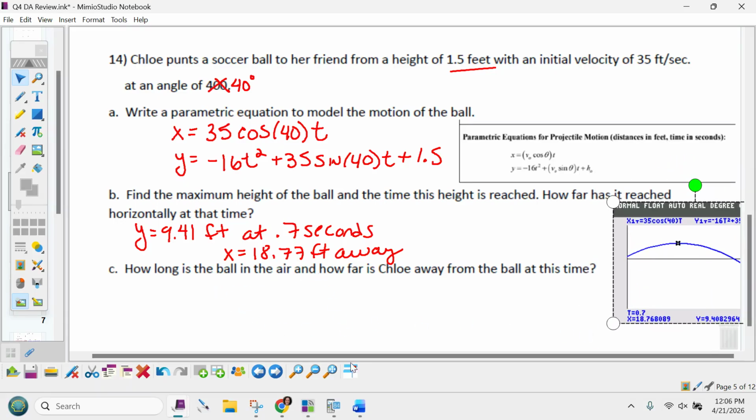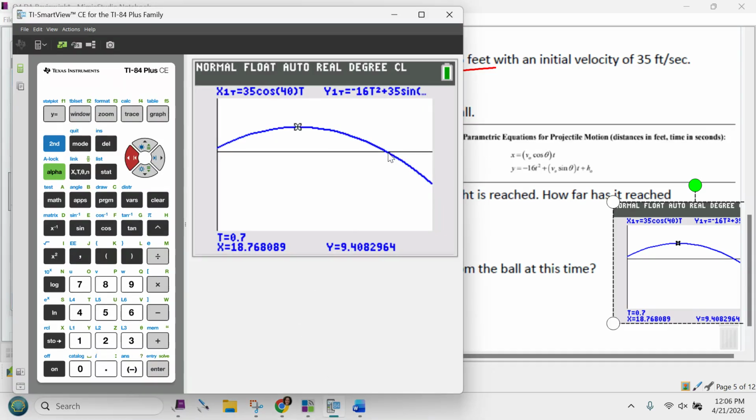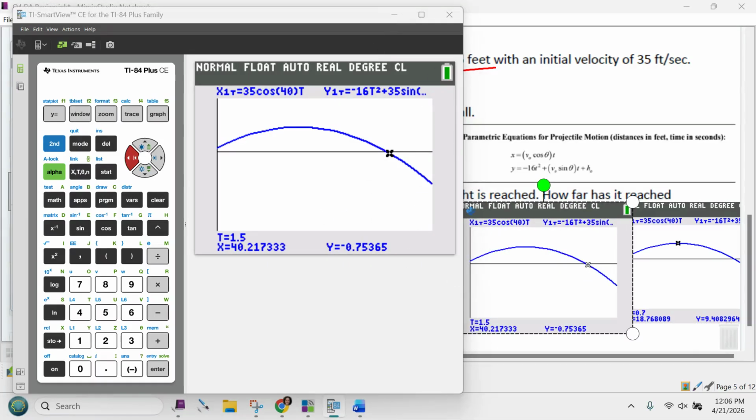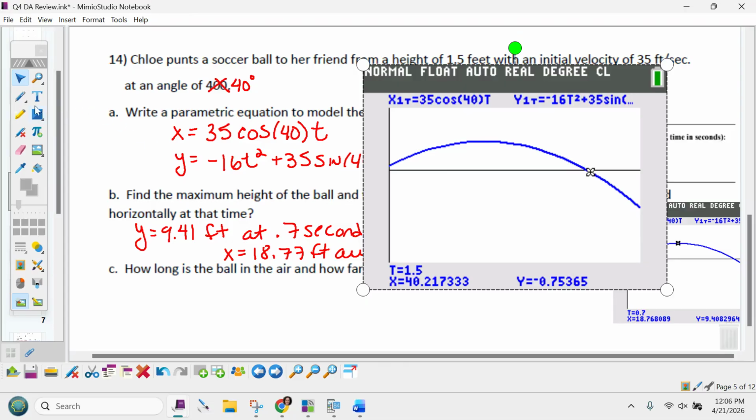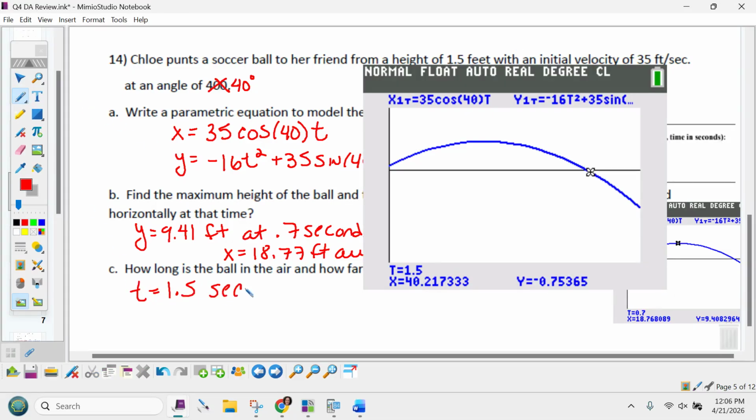Okay, how long is the ball in the air and how far from Chloe is that? So that's the x-intercept over here. So we're going to arrow to the right. And we want the y to be as close to 0 as possible. Looks like it's that one. So how long the ball is in the air is 1.5 seconds. And it is at 40.22 feet away.